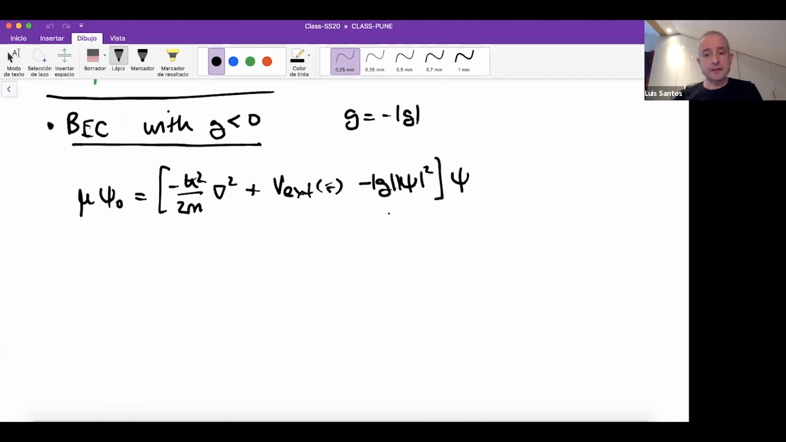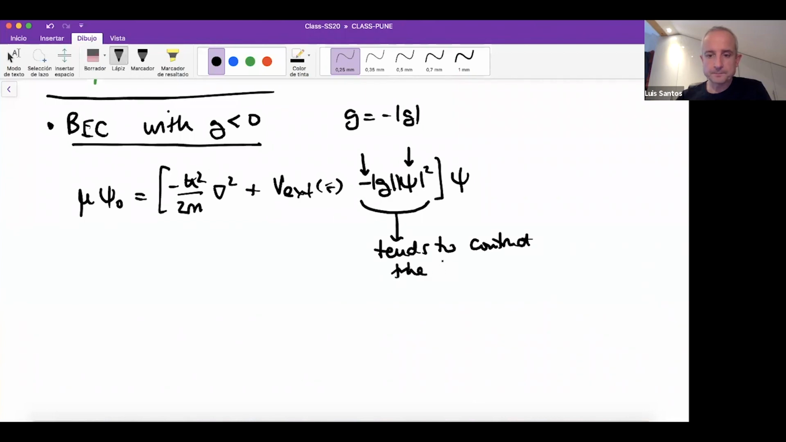And then you see that this part of the energy, which is given by the attractive interactions, you minimize this part of the energy by increasing the density. Now it has a minus sign, so the larger the density, the more negative this part is, and therefore the more negative the energy. So this part here tends to contract the condensate.